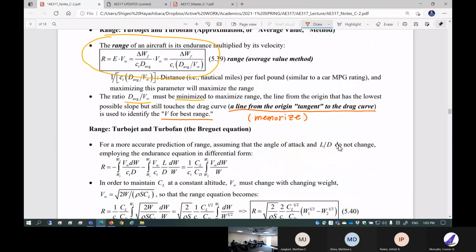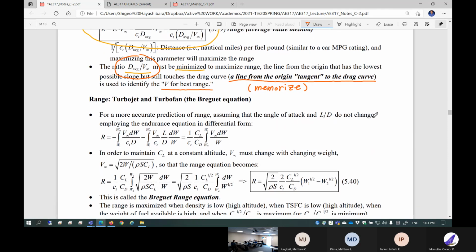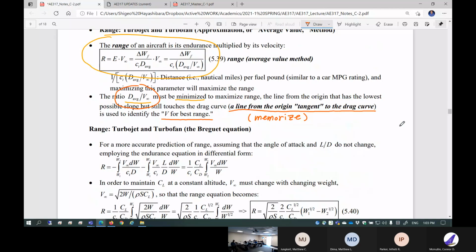Line from the origin tangent to the drag curve. That actually is the condition for the ratio of drag over velocity being minimized. Okay? Most fuel efficient, nautical miles per gallon type of things. That must be maximized because you want to maximize range. Okay? Now range also has an exact equation. This is called the Breguet equation. So again, two equations for range, two equations for endurance.